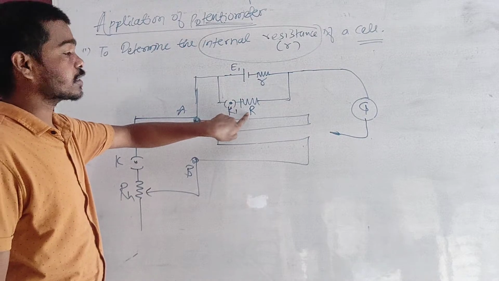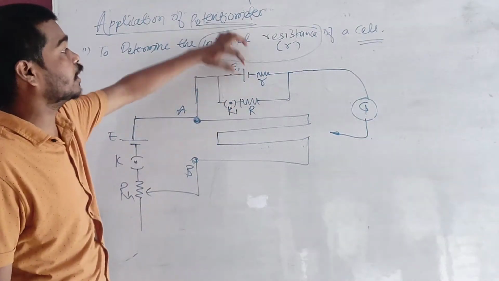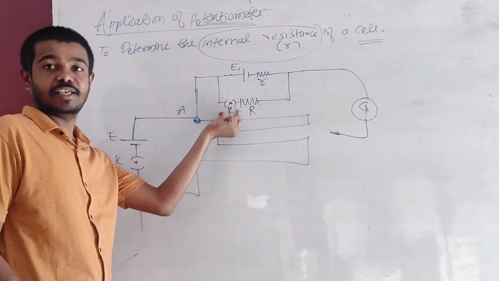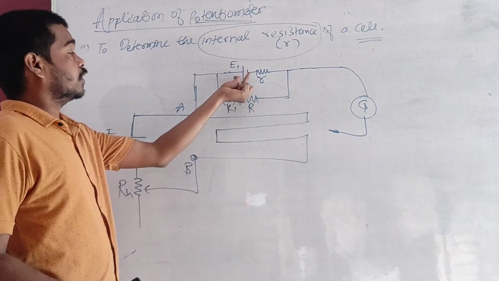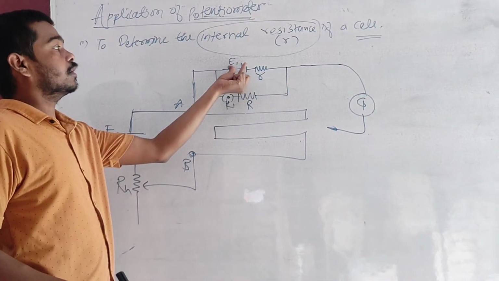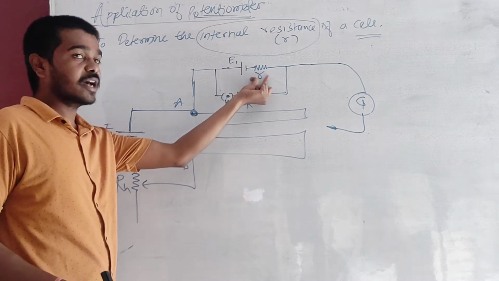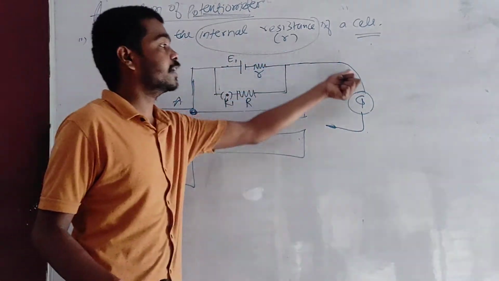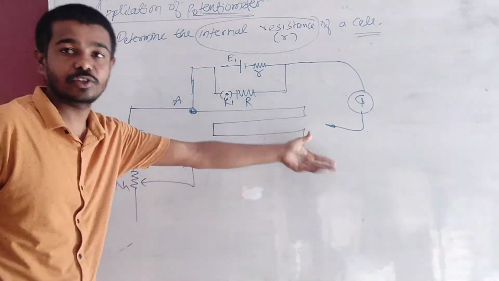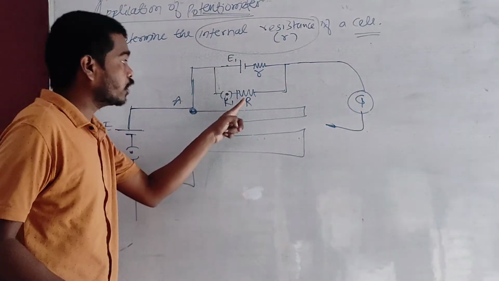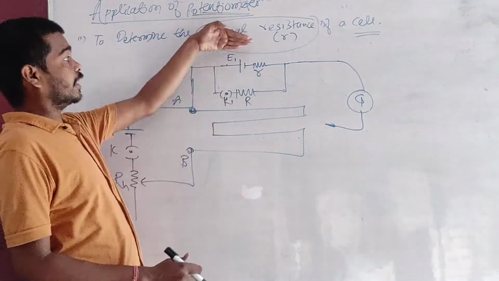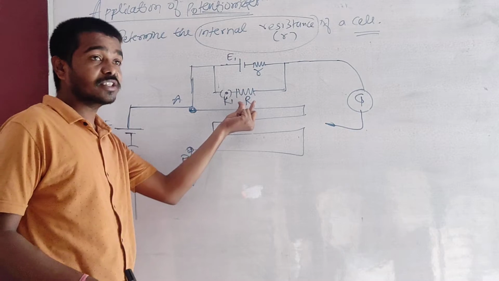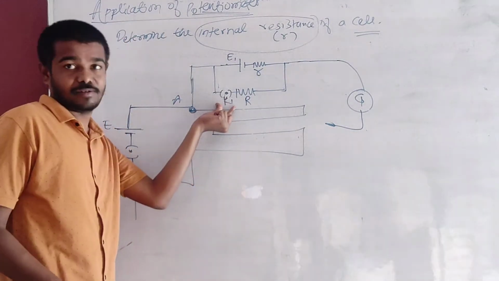There will be a known resistance box R, and plug key K1 is connected in parallel to the EMF of, say, E1. Please remember that we forgot the plug key K1. Once again, the EMF of, say, E1, whose internal resistance r is to be determined, is connected at the A terminal of the potentiometer wire, and another terminal is connected to the galvanometer, and the other end of the galvanometer is connected to the jockey. The last point: the known resistance box and plug key K1 is connected in parallel to the EMF of a cell E1, as shown in the diagram. Means known resistance box along with plug key K1.